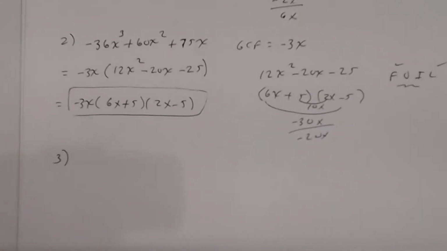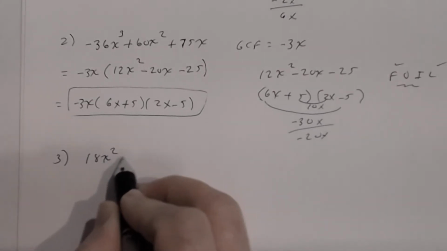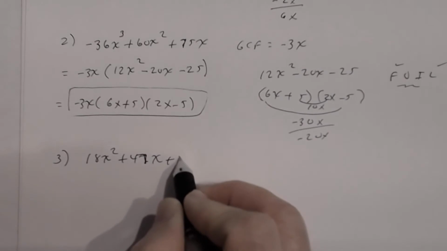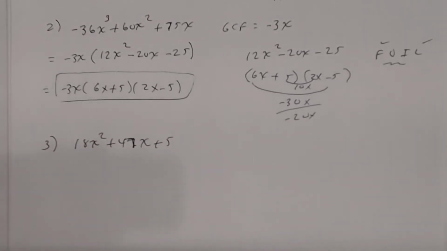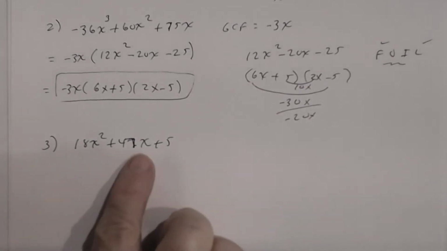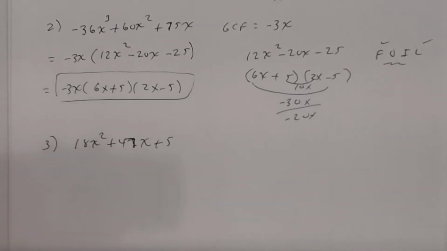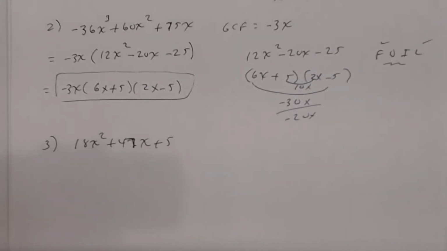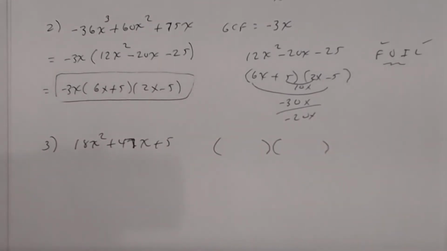Number 3, we have 18x squared plus 47x plus 5. So if you look at those 3 terms, the GCF is 1. And this is an easy kind because all the signs are positive, and my last term is prime, so it's going to make things a little bit easier for us. So I'm going to go directly to 2 binomials and see what we get at that point.